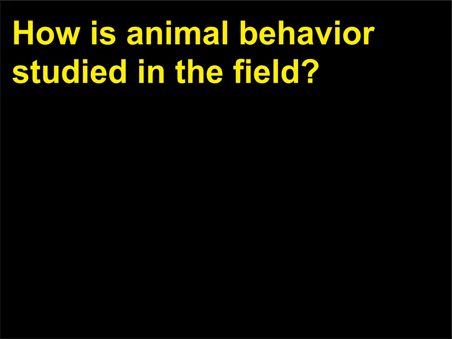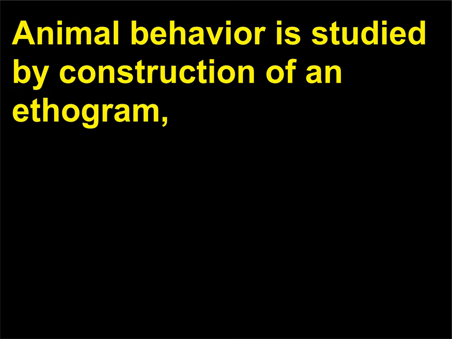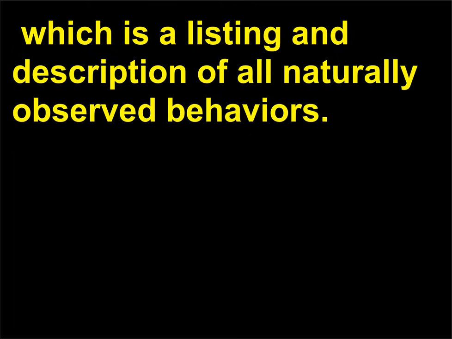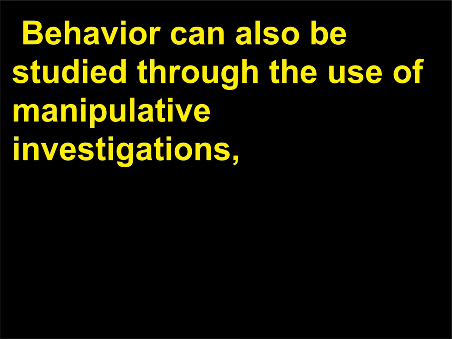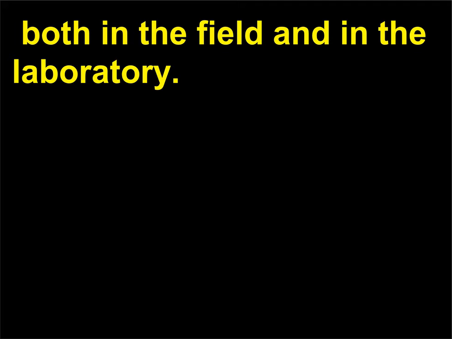How is animal behavior studied in the field? Animal behavior is studied by construction of an ethogram, which is a listing and description of all naturally observed behaviors. Behavior can also be studied through the use of manipulative investigations, both in the field and in the laboratory.